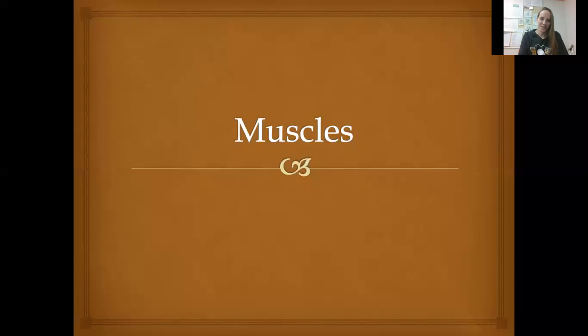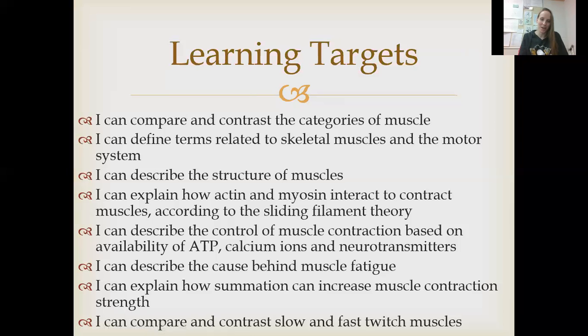Today we're just going to be talking about how muscles work. So for this lesson on muscles, we're going to be going over the different types of muscles. We're going to be going over some of the terms related to skeletal muscles and the motor system, as well as the structure of muscles. You also have to explain the sliding filament theory, as well as how muscle contraction is based on things like ATP, calcium ions, and neurotransmitters. We're going to briefly talk about the causes of muscle fatigue and summation.